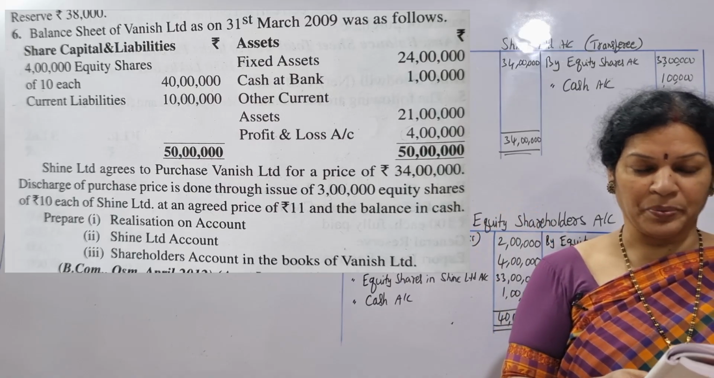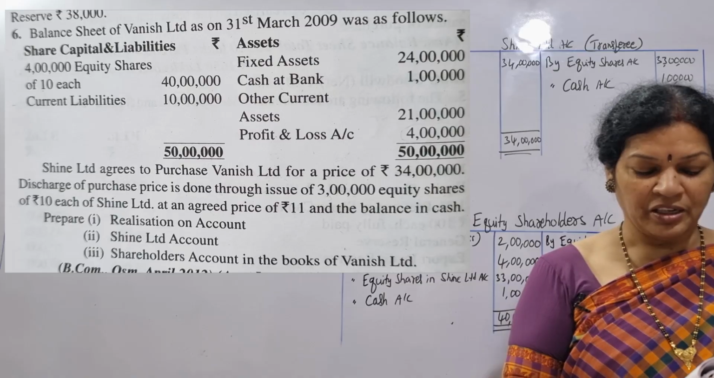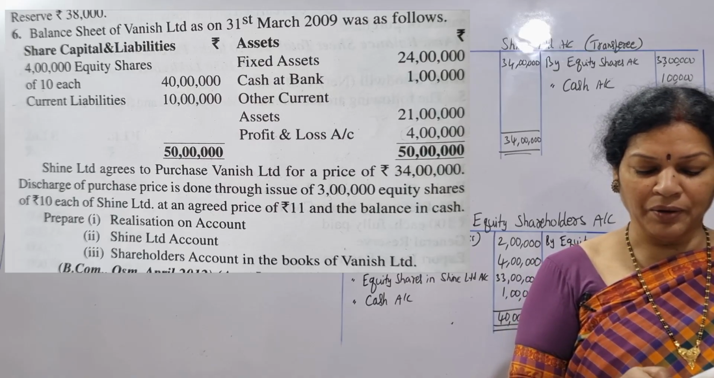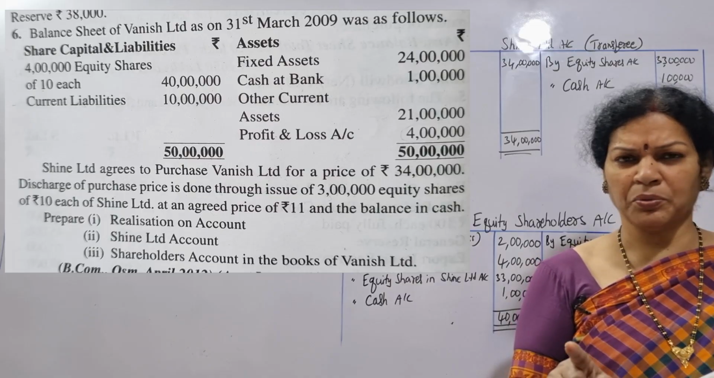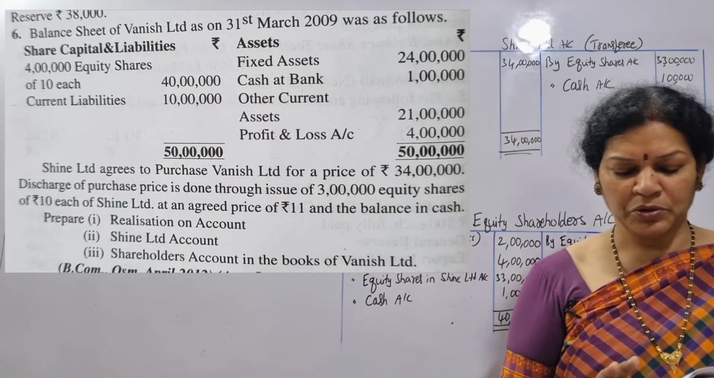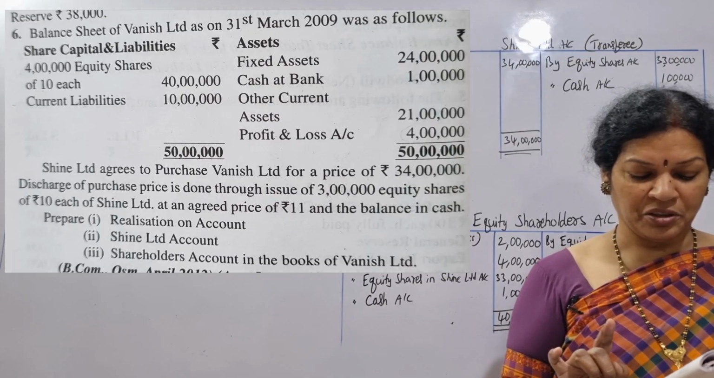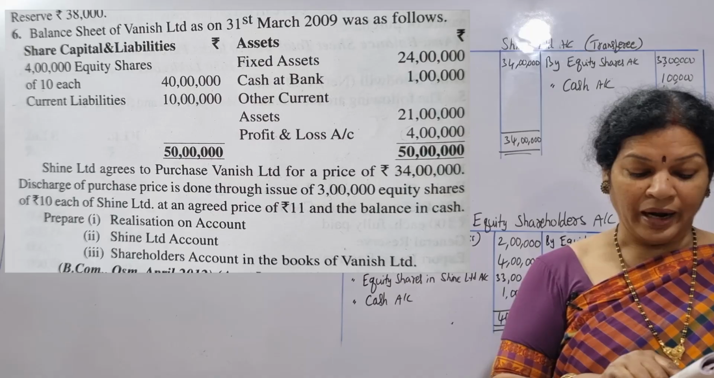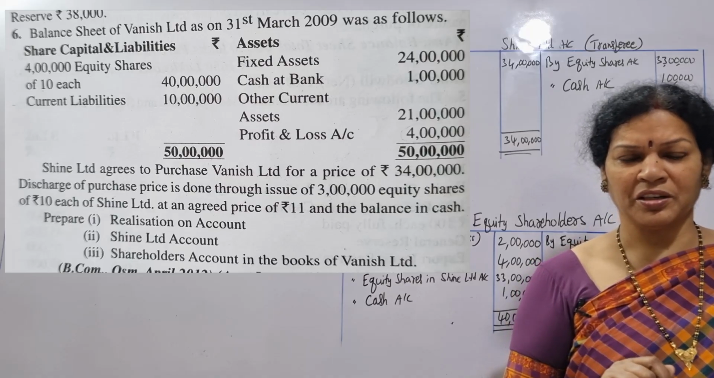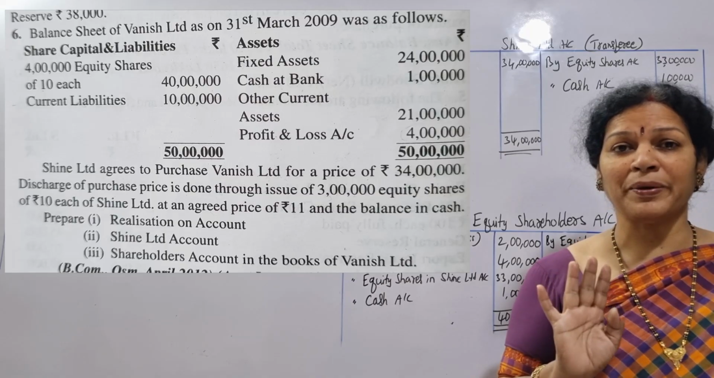Discharge of purchase price means how they want to make this payment. The discharge of purchase price is done through issue of 3 lakh equity shares. They have to pay 34 lakh. How do they want to make the payment? Through 3 lakh equity shares of 10 rupees each of Shine Limited at an agreed price of 11 rupees. The actual price is 10 rupees, but they agree to make the payment at 11 rupees per share.